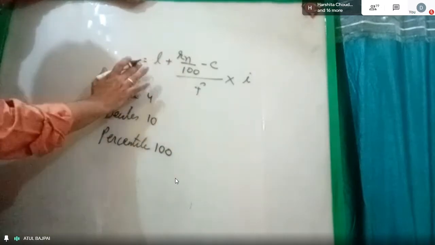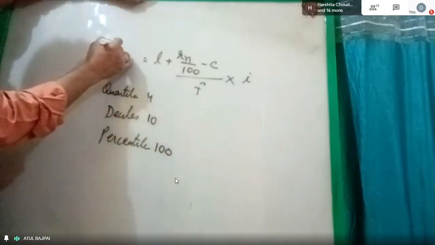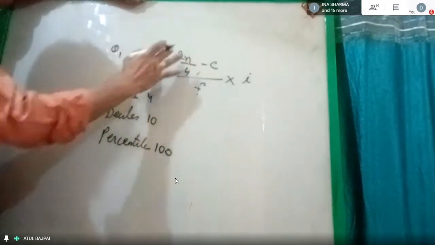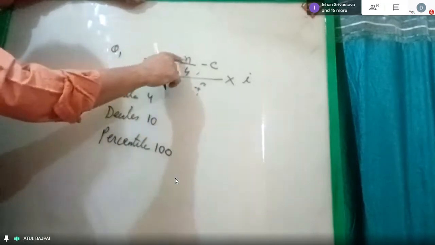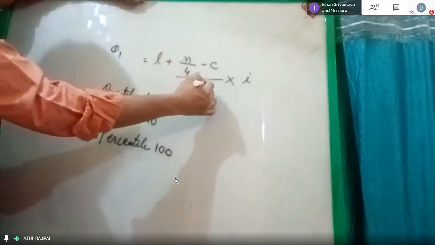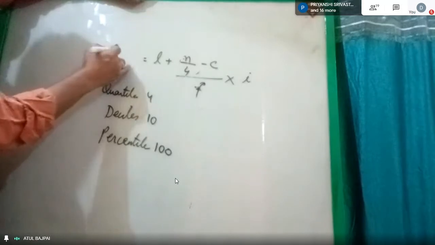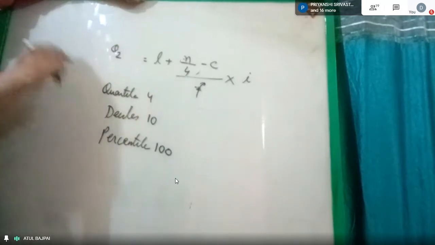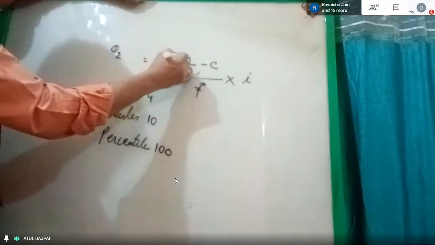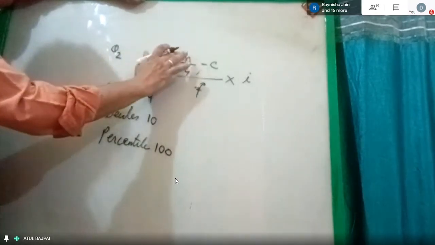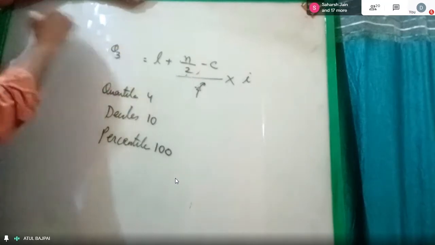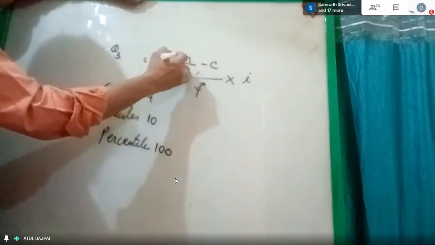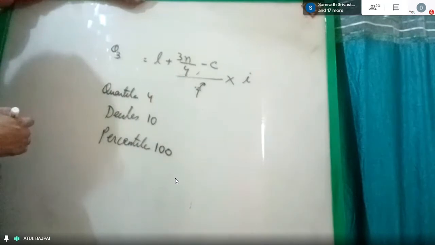What is R? R is the value we want to find. Suppose I want to find Q1. I know quartiles divide into four equal parts and R will become 1. This is the formula of quartiles: L plus N by 4 minus C upon F into I. Now if we want to find the median, that is the middle value 2, so I will write 2 over here, and the formula will change into N by 2. If I want to find the upper quartile, I will write 3 over here. 4 is already here, 3 here. This becomes the formula for upper quartile.